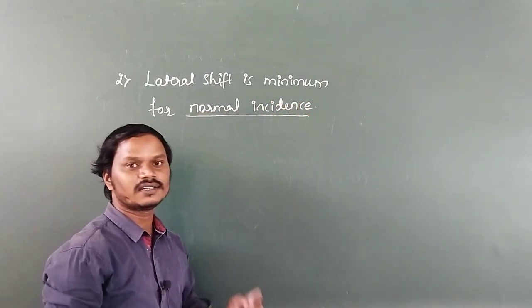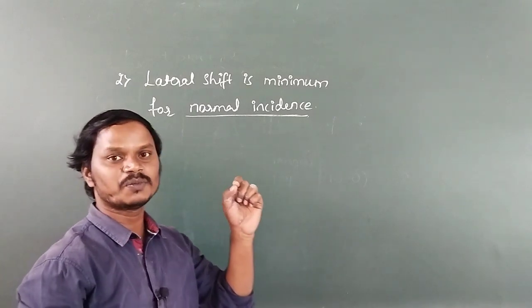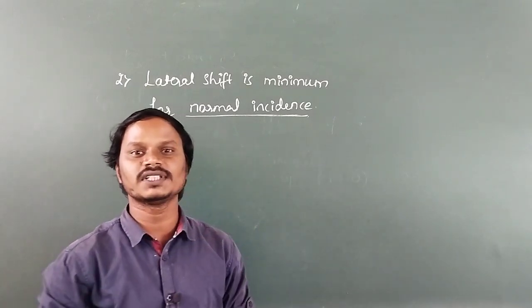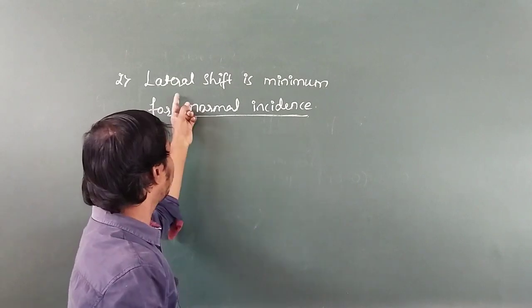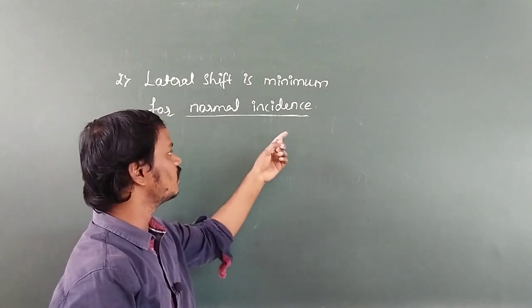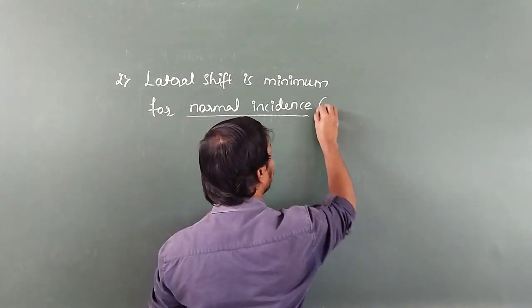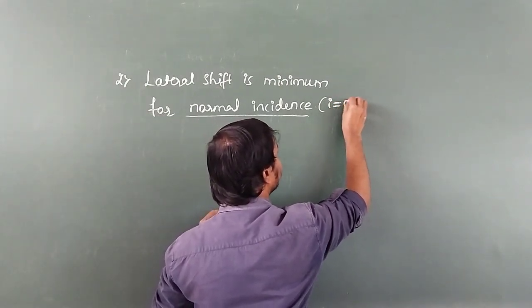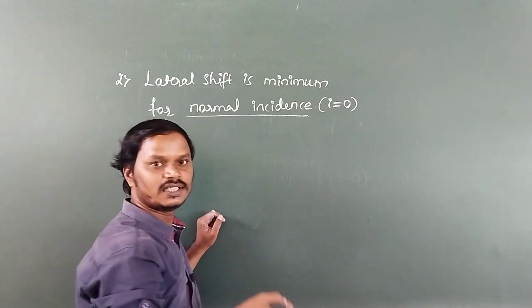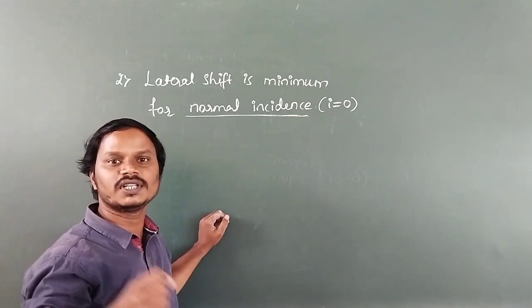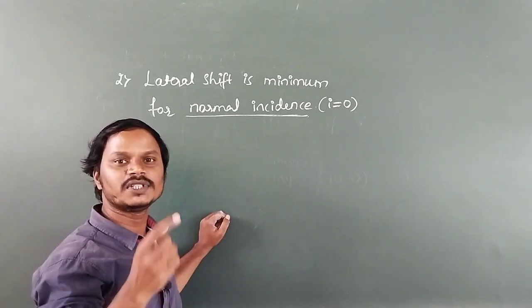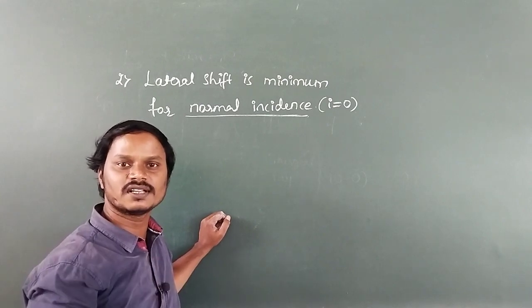Once again remember here, the lateral shift is maximum for grazing incidence, means the angle of incidence is 90 degree, and lateral shift is minimum for normal incidence. Normal incidence means here the angle of incidence is 0. If the light ray is incident along the normal, then the angle between the incident ray and normal is 0. If the angle of incidence is 0, then the angle of refraction is also 0.